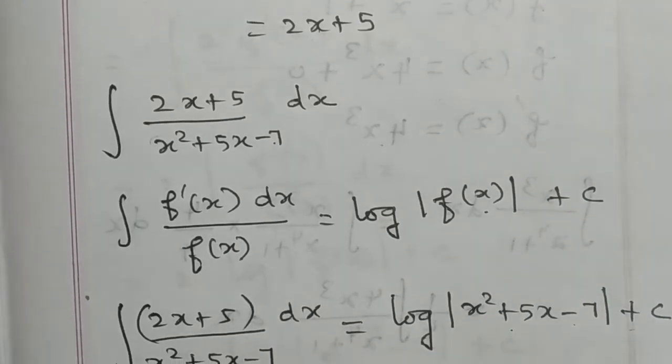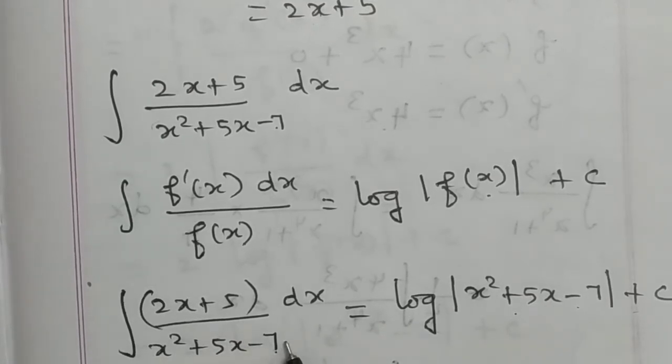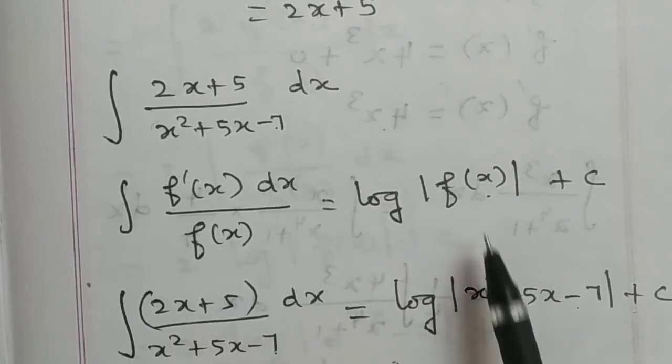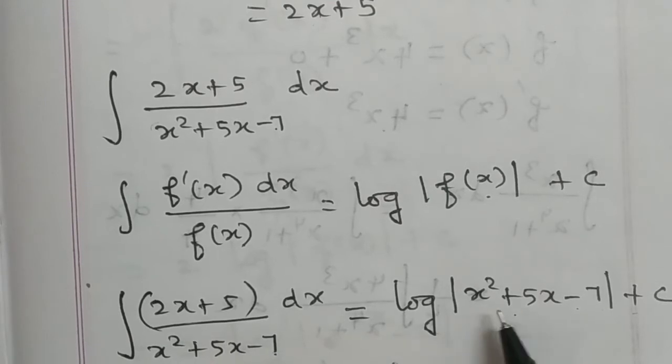So here, x square plus 5x minus 7. The derivative is 2x plus 5. It is present in the numerator. So we get the value as log of, what is the f of x value? F of x is x square plus 5x minus 7. Log modulus of x square plus 5x minus 7 plus c.